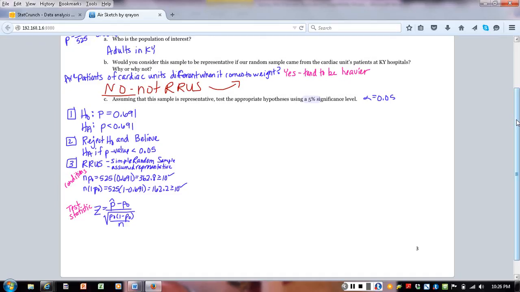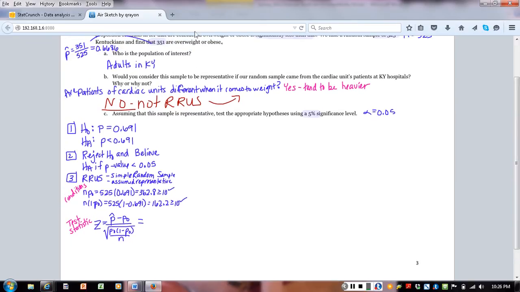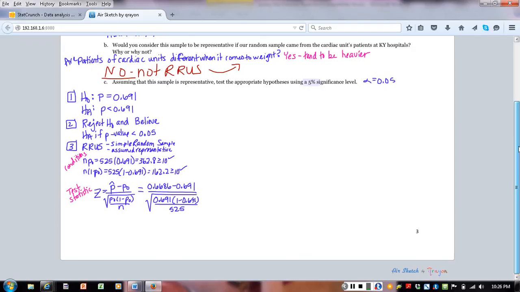Looks like that. We already have our p hat that we found up here, our 0.6686. We just said our p0 is the 0.691, and our n is the 525. And now we've got to do the math attached to that.